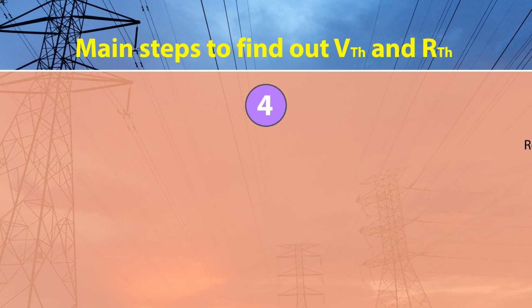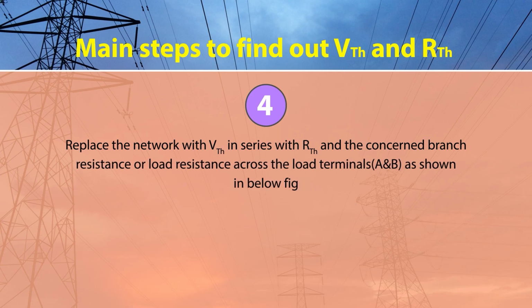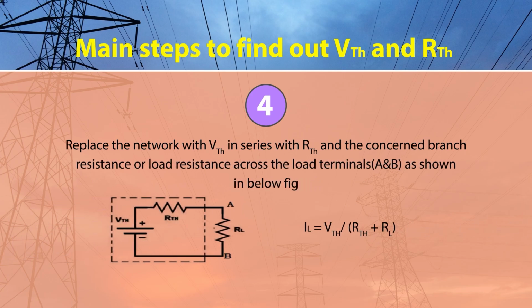The next step is to replace the network with the Thevenin voltage in series with the Thevenin resistance and the concerned branch resistance or load resistance across the load terminals A and B, as shown in the figure. Here you can see the Thevenin voltage VTH is connected in series with the Thevenin resistance and load resistance RL. Now you have to find the load current IL flowing through branch AB, or when current is flowing through load resistance RL.